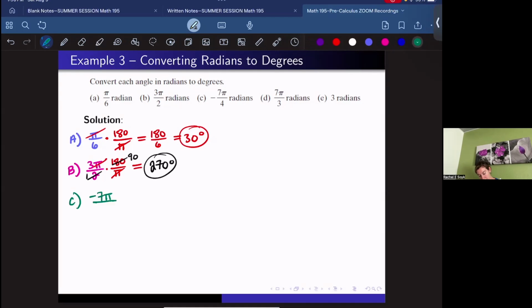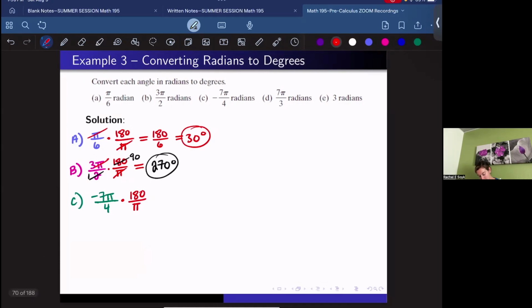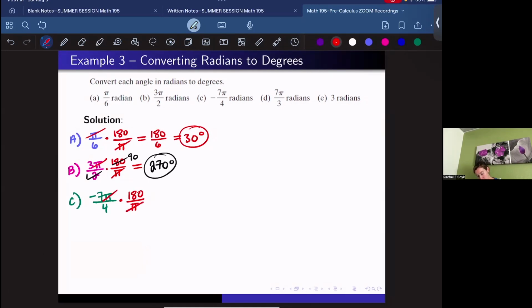Part C, negative 7 pi over 4. Multiply this by our 180 over pi. Pi's cancel out. 4 goes into 180 45 times. And then negative 7 times 45, that's the same as negative 280 minus 35, which is negative 315.